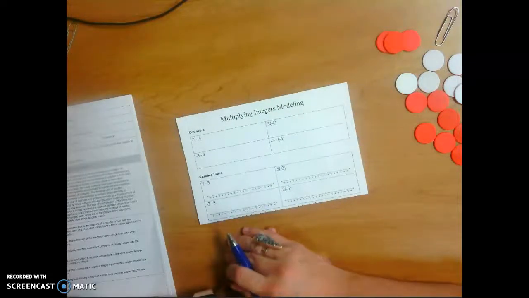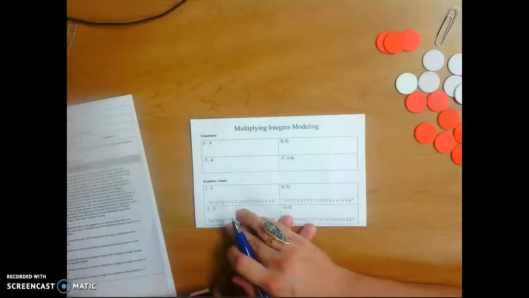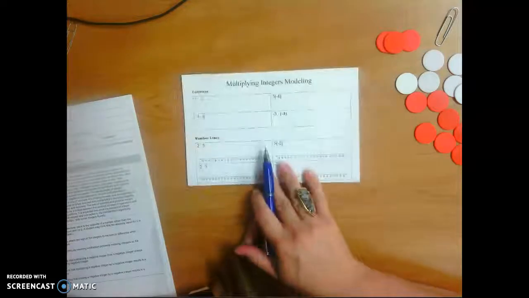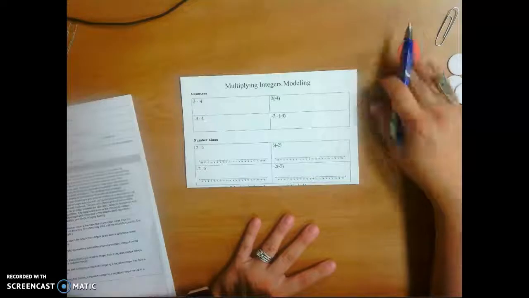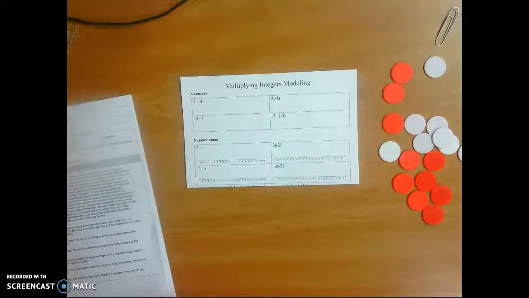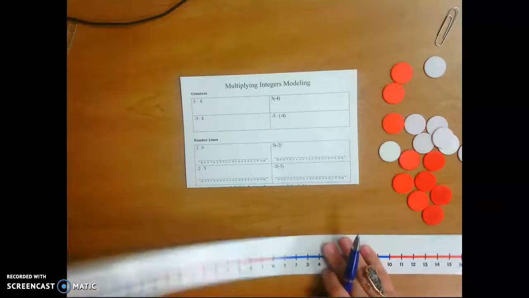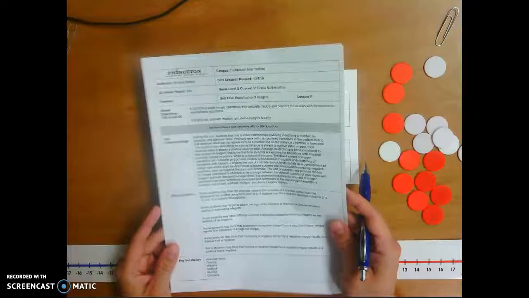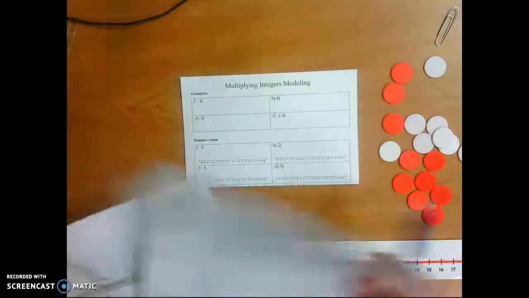Miss Nelson here, and I am going to be showing you the lesson over multiplying integers modeling. So your students need this recording sheet that's located on the P drive. They also need a handful of counters, a blank number line, and then you will need the lesson plan.